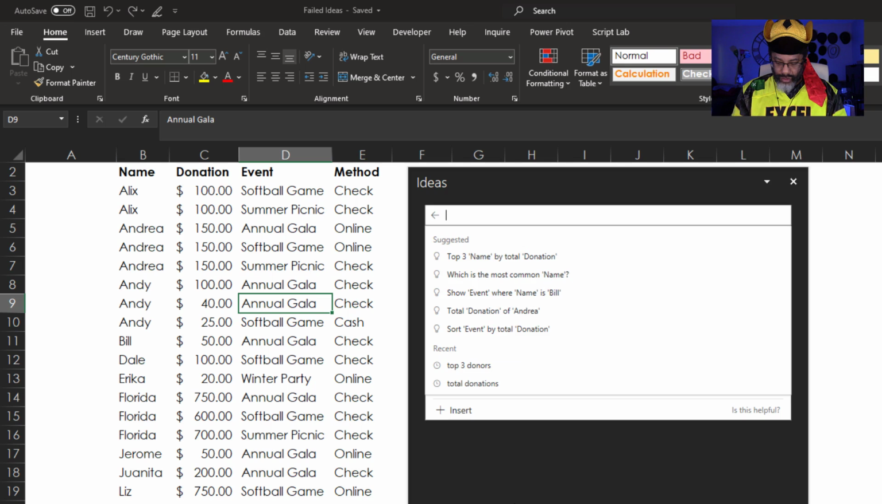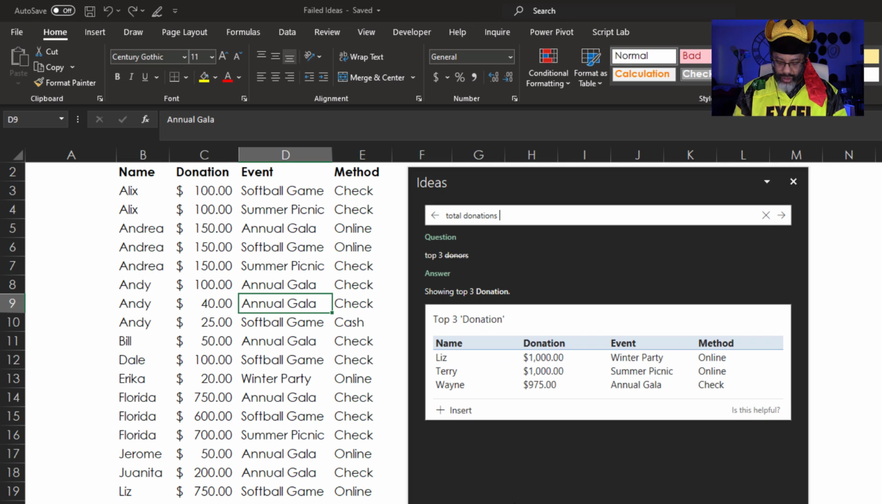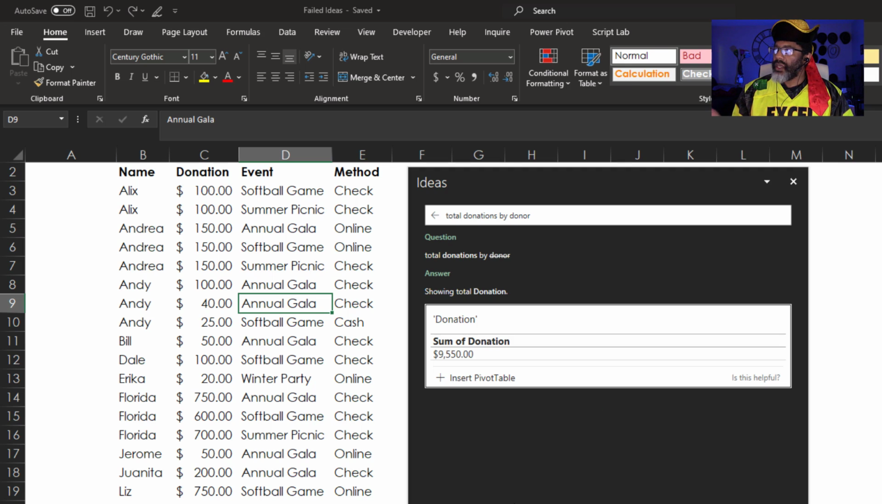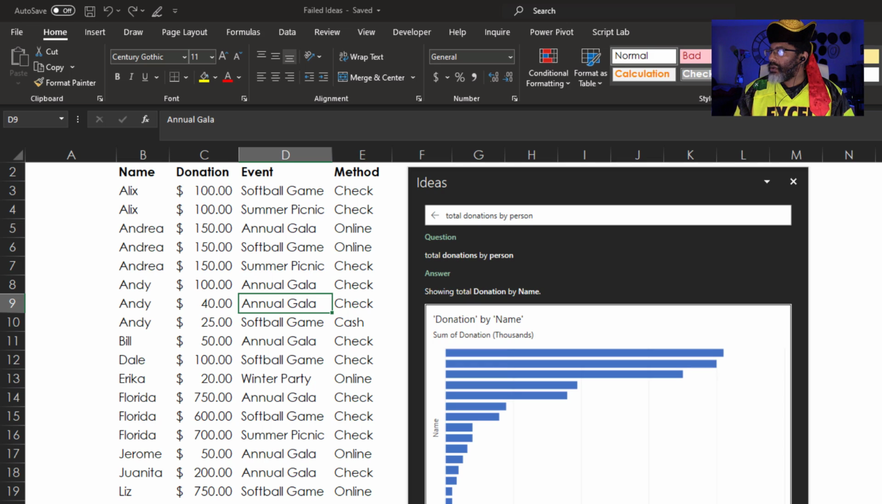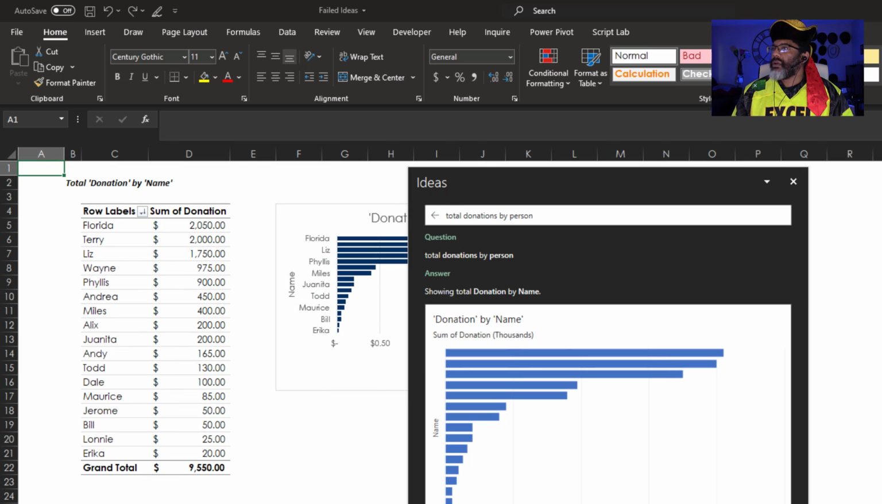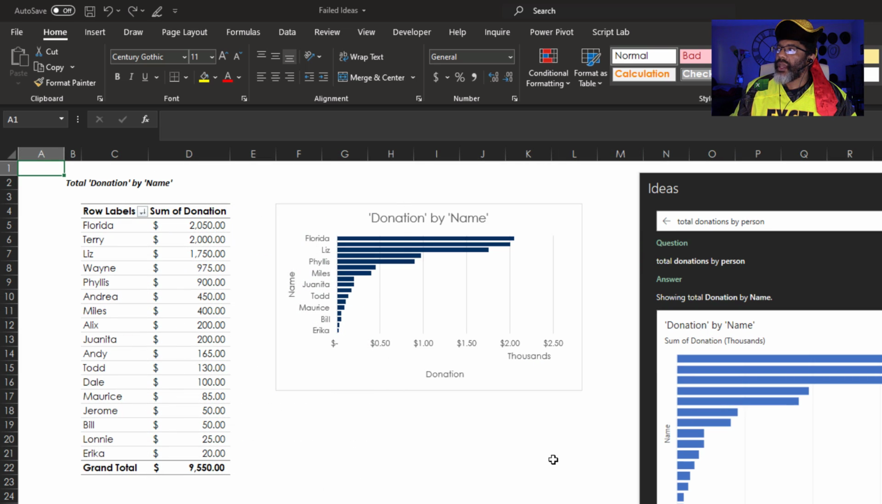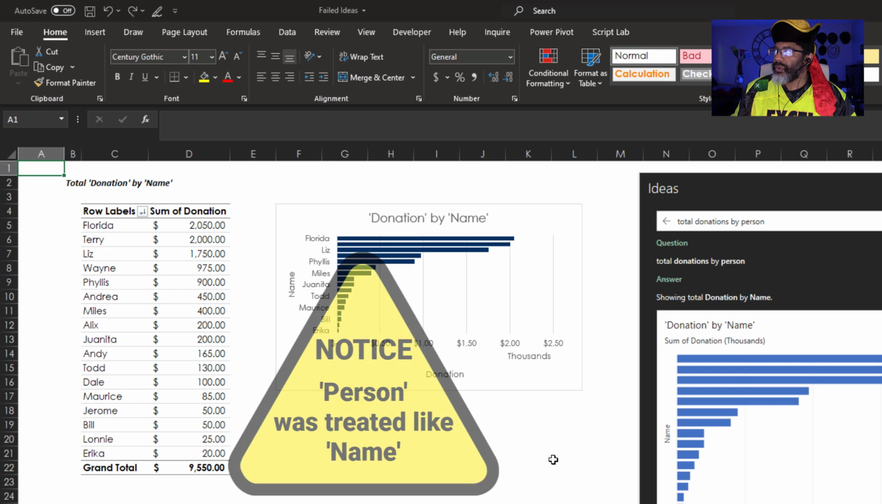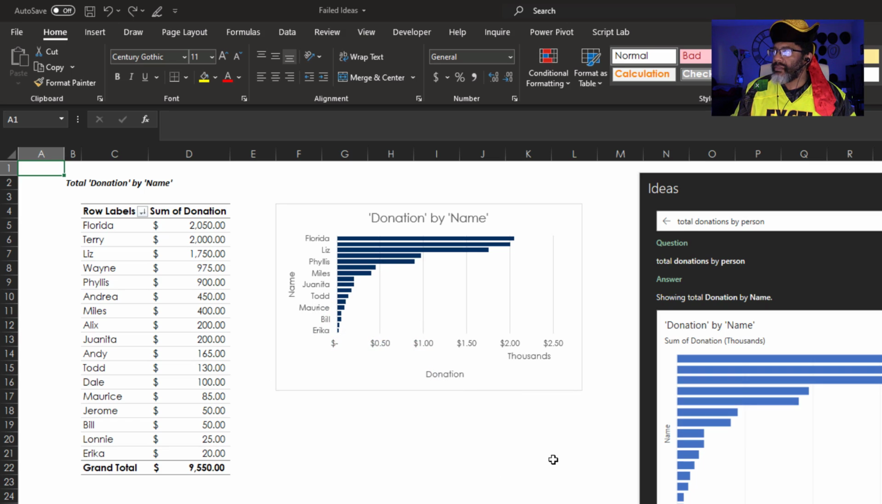Let's try this. Total donations by donor. All right, so now, again, we've got to know more about our data and how all this hangs together. You and I will call them donor in natural language, but let's try person. Oh, okay. All right, so let's insert a pivot chart. We've got this nice pivot table, and it's telling us not the exact question. Our exact question was total donations by person. This is showing us total donation by name.